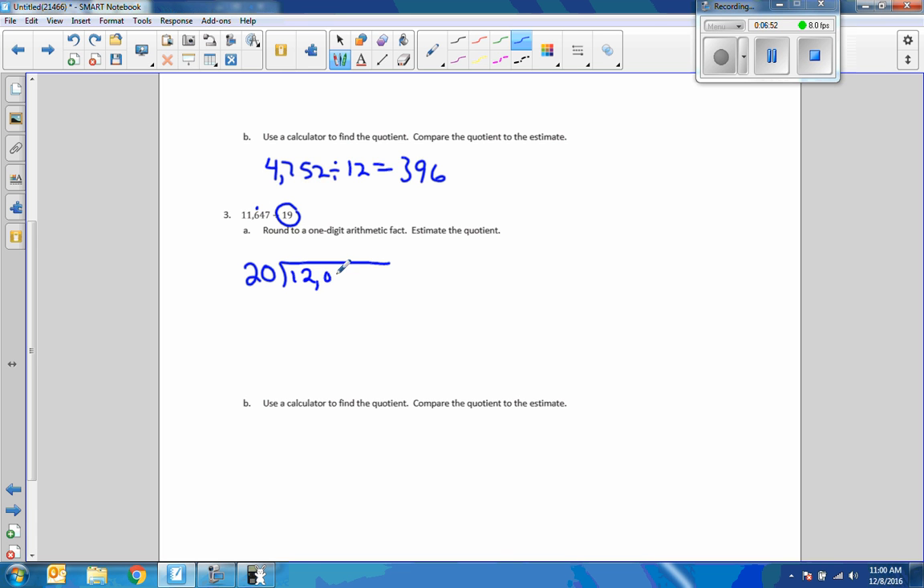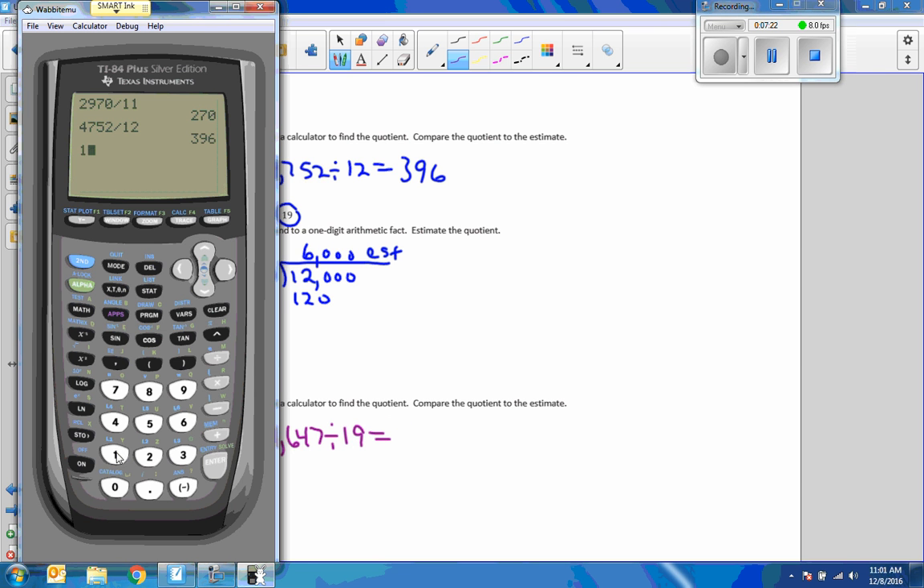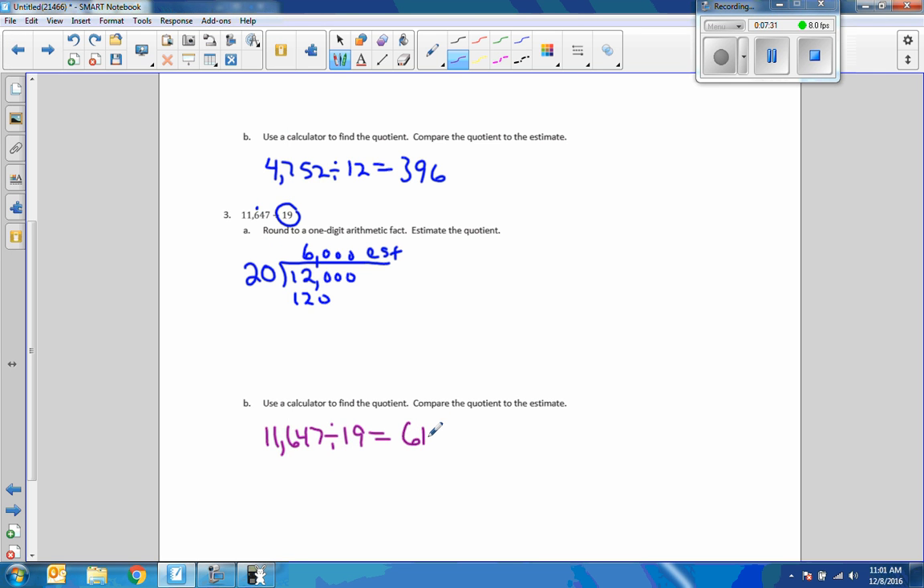11,647. 6 is more than 5, which will make this 1 a 2, so it's 12,000. 2 goes into 12 6 times. 6 times 2 is 12, and then we're just going to end up with these zeros. So we get an estimate of 6,000. Now we're going to use a calculator to find 11,647 divided by 19. Enter. 613.